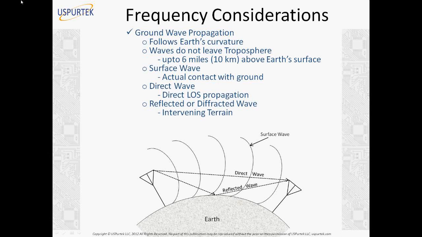Surface waves have actual contact with the ground. There is also direct wave, direct line of sight propagation from the transmit to receive antenna. There can be reflected or diffracted waves too. There could be objects here or the surface of Earth itself from which the waves are getting reflected.